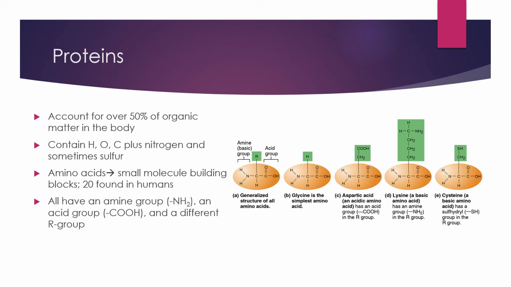So you can see here on the right, there's 5 different ones, and you can see they all have in common the base of the amine group, the acid group, and then they all have a different R group. So all amino acids have both the amine and the acid, and they differ only in atomic makeup of their R groups, specific structures of the 4 amino acids. So that's what you're going to see in B through E: glycine, aspartic acid, lysine, and cysteine.